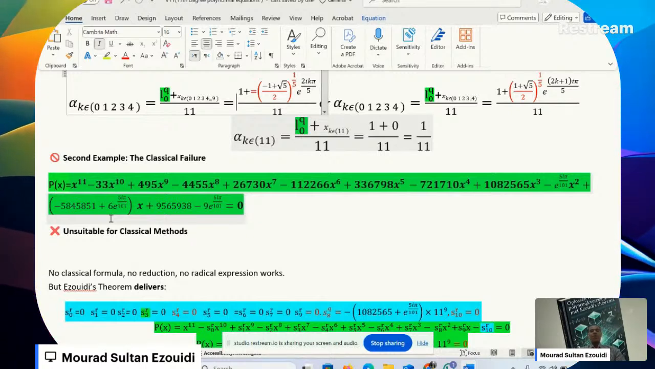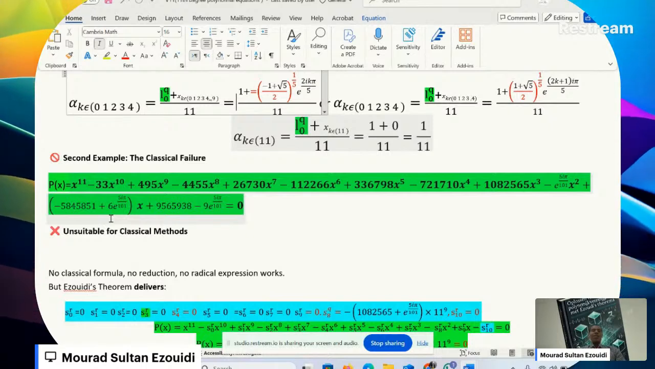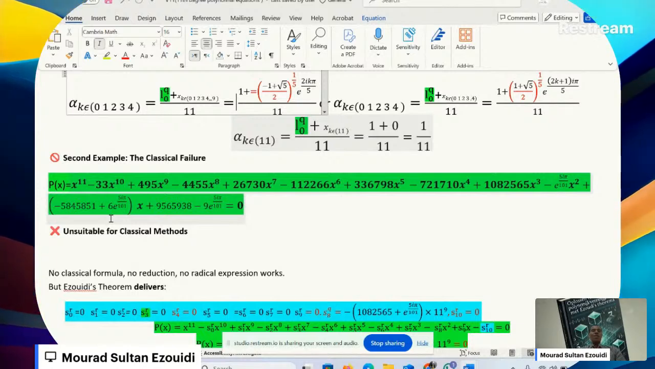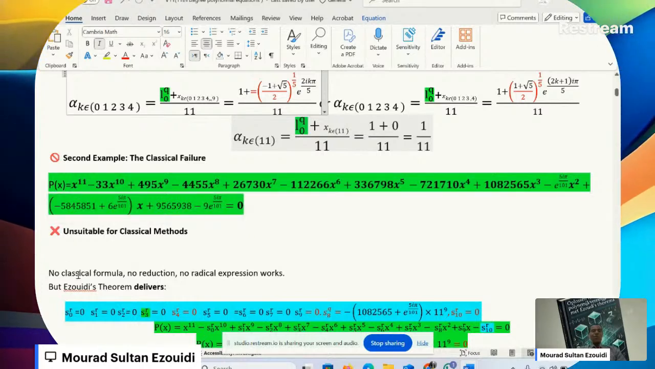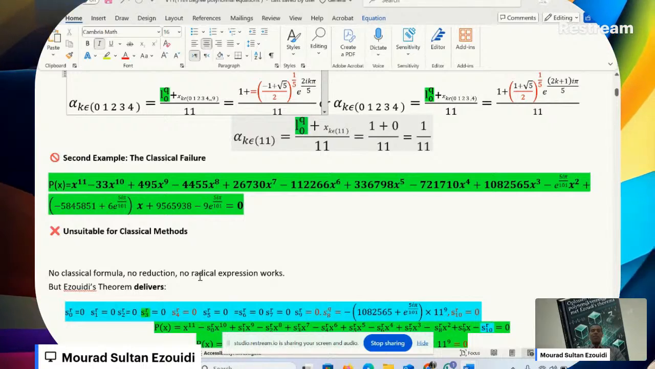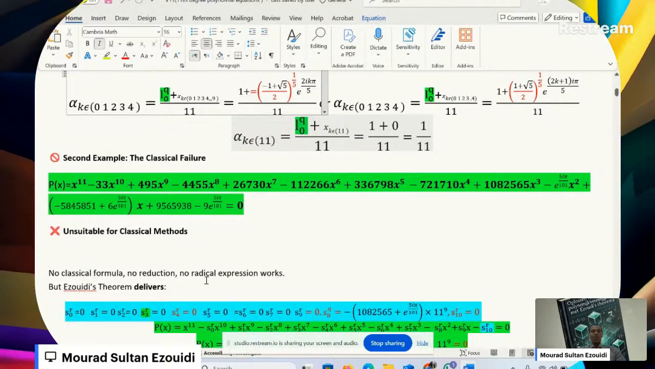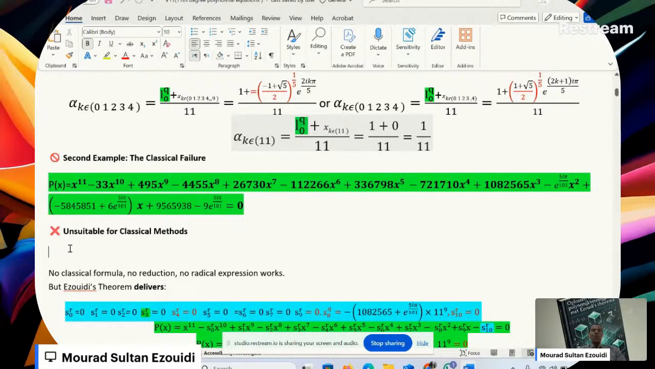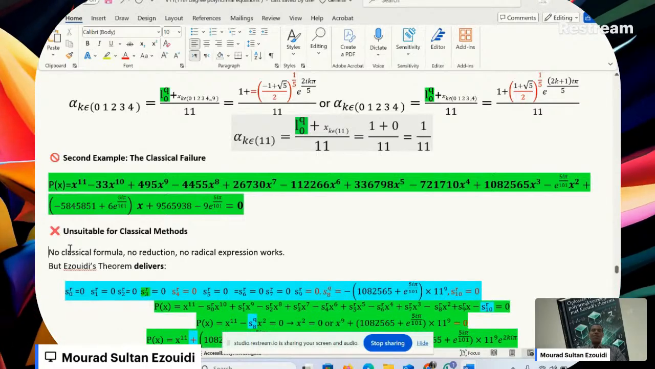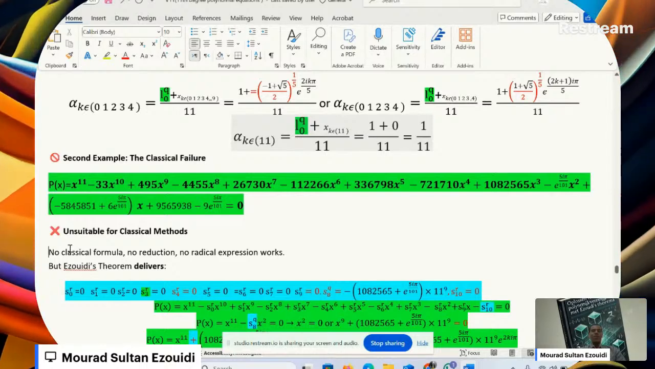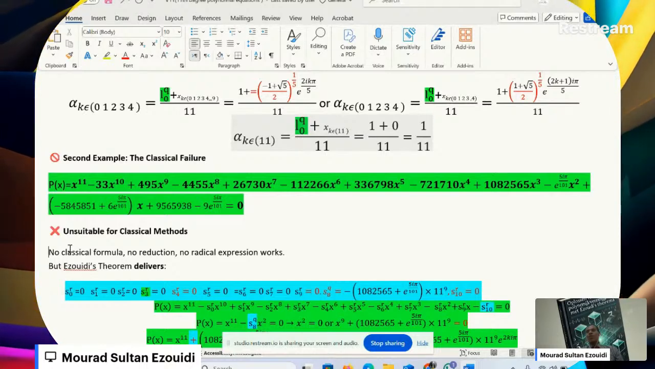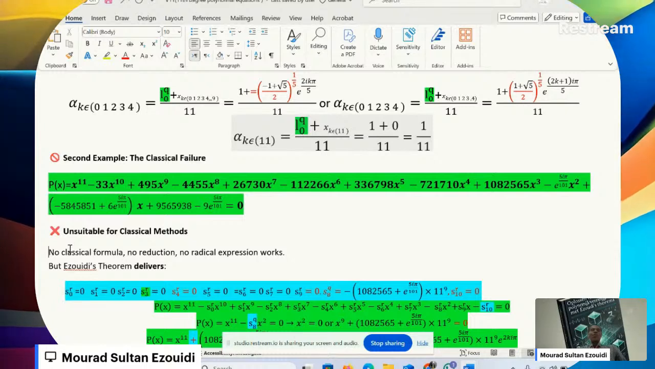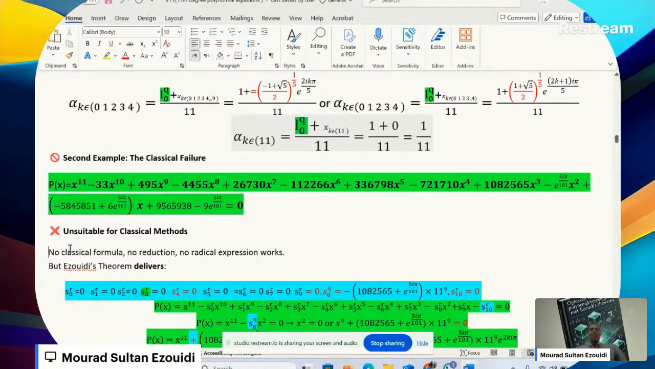So this polynomial of degree 11 is unsuitable, not suitable for classical methods. No classical formula, no reduction, no radical expression works. Repeat again: no classical formula, no reduction, no radical expression works, meaning that all the previous or classical methods that you already know are insufficient, unable to solve this unsuitable polynomial.